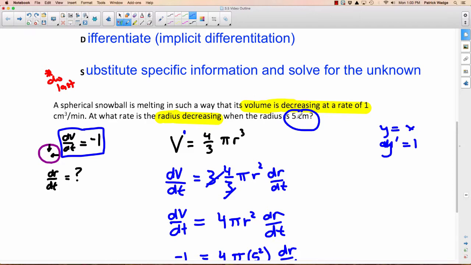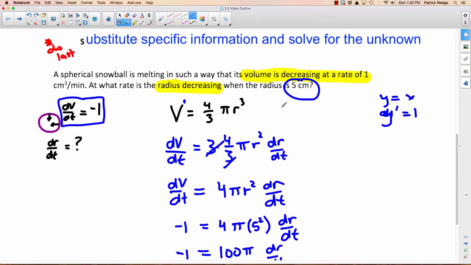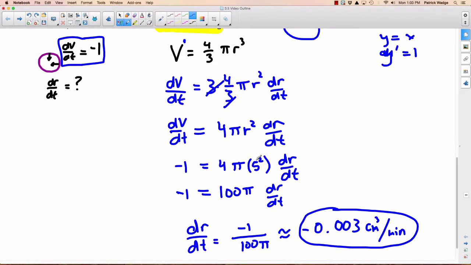When the radius of the snowball is 5 centimeters in size, at exactly that point, this is the rate at which the snowball's volume is decreasing. If we were actually interested in when it was 2 centimeters, we'd do the same thing, except we would have plugged 2 in here instead of 5. So that's how the substitution works.